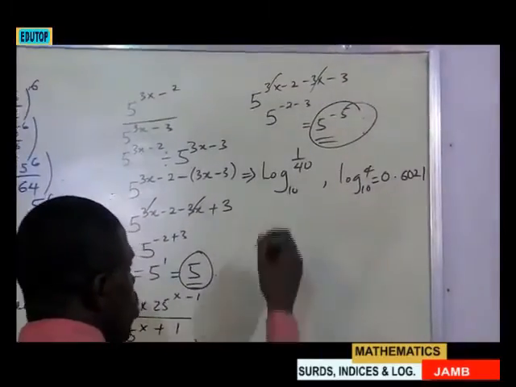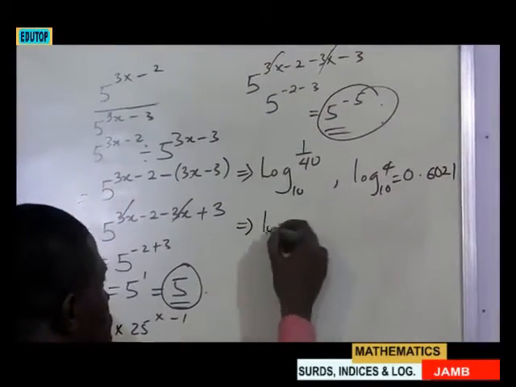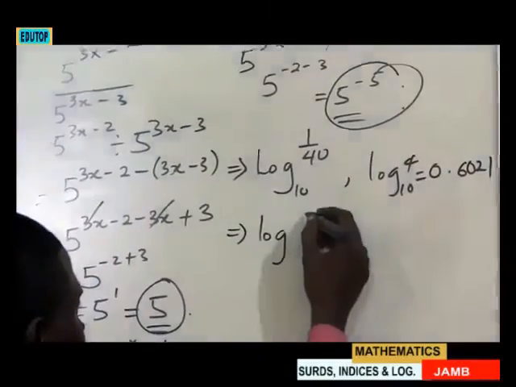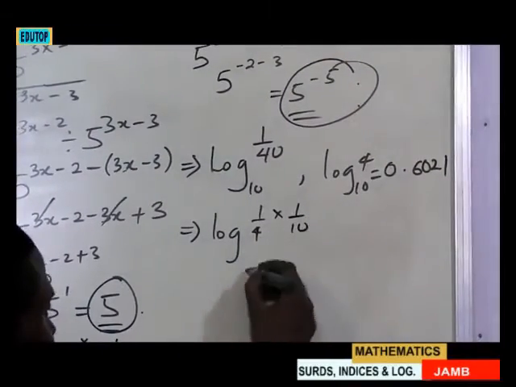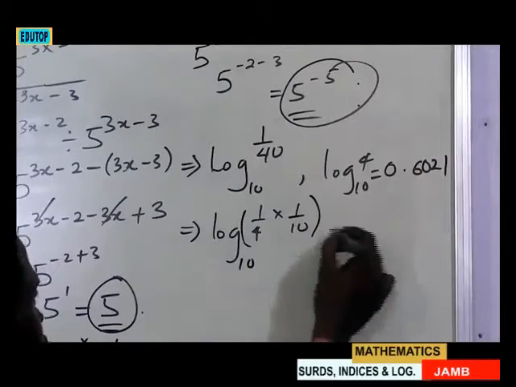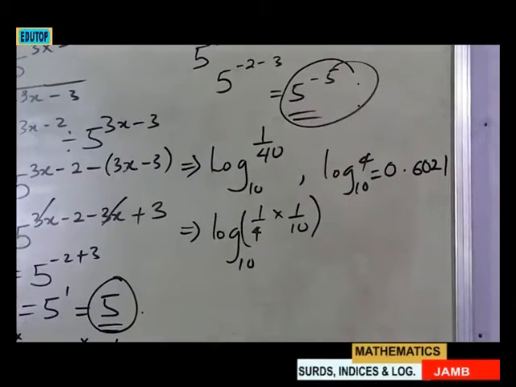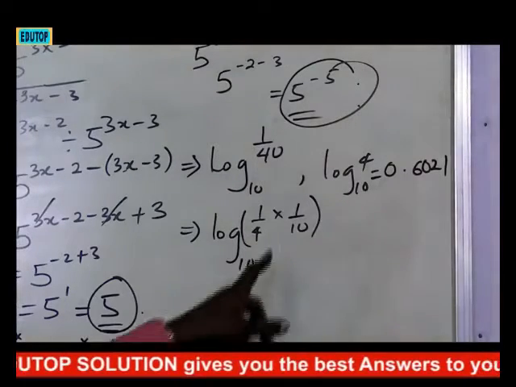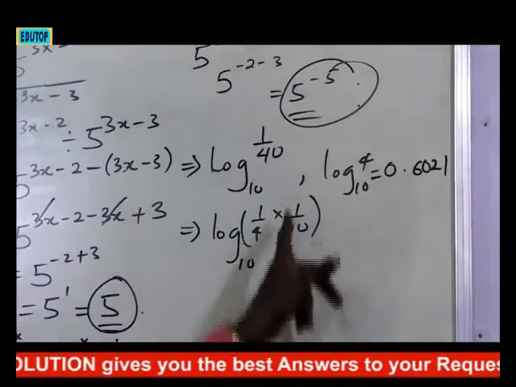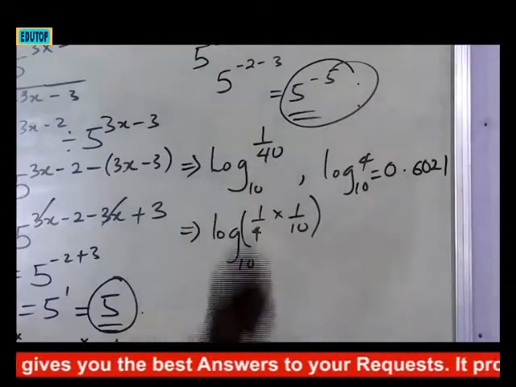So in doing so, the first thing we do here is to say log 1 over 40 can be written as 1 over 4 times 1 over 10. You can see the trick here. Because if you cannot employ this, it will be difficult. You can see the trick here. Because 1 times 1 is 1. 4 times 10 is 40.